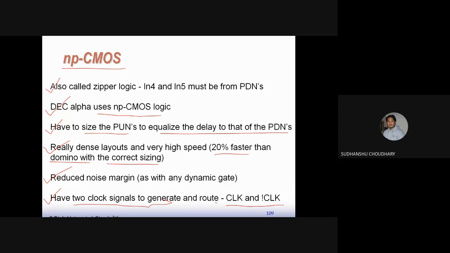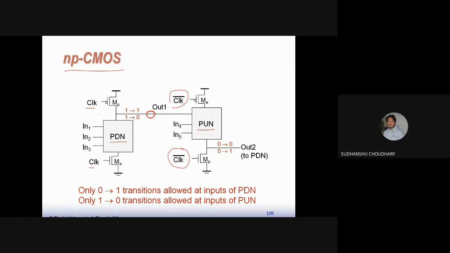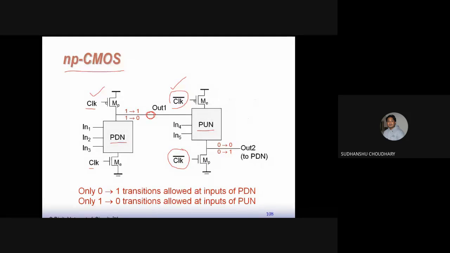You have clock and clock bar, both have to be supplied, and these two have to be non-overlapping. If they are overlapping, then the correct functionality of this entire circuit cannot be ensured. So these have to be non-overlapping. What non-overlapping means and how it affects the circuit functionality, maybe we will study later on, either today or in the next lecture.